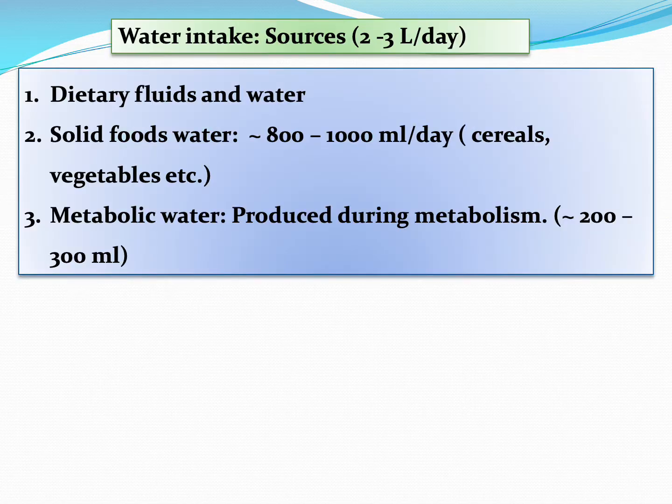Let's look at some of the water intake sources, which is usually 2 to 3 liters per day. The water intake sources are dietary fluids and water, and solid food water, which comprises approximately 800 to 1000 ml per day from cereals, vegetables, and food which we eat. Next is the metabolic water. Now this is produced during metabolism, and it accounts for approximately 200 to 300 ml per day.